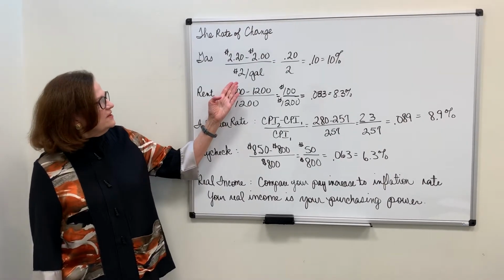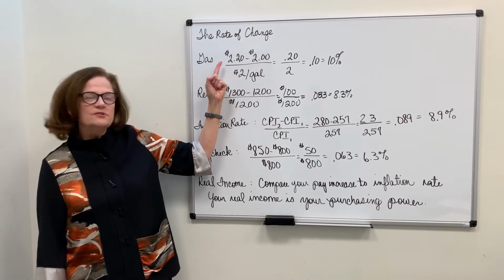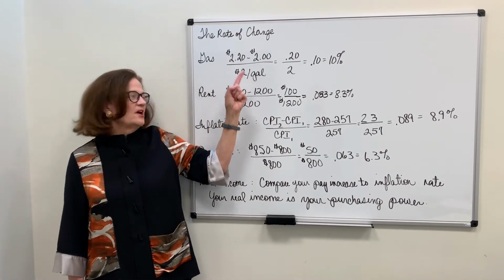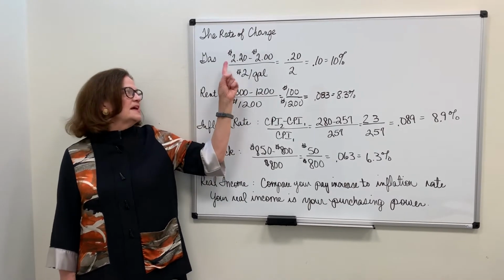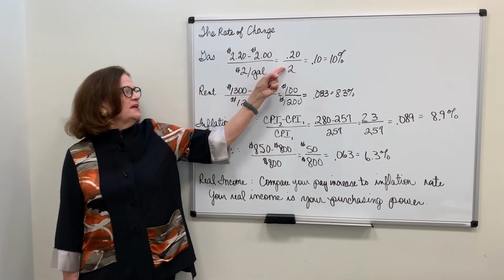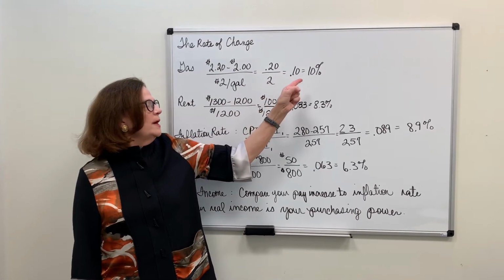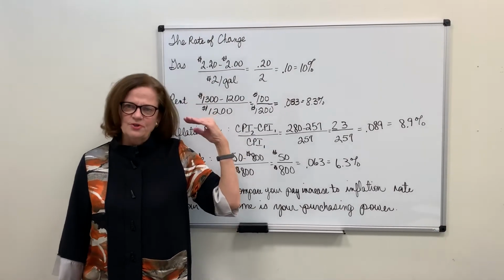You have the second value minus the first value. It was $2, it went up to $2.20, divided by the price of the gallon originally. Second value minus first value divided by the first value. That is 0.1, and that's a 10% increase in the price of gas. What happened to your rent?